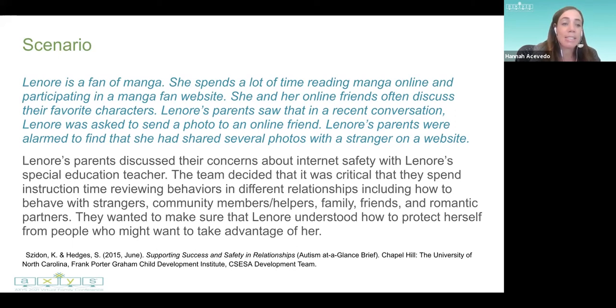And in this situation, Lenore's parents talked with her special education teacher and came up with a plan with the team, including her school personnel, to help her understand the differences in how you behave with strangers and especially online, so that she could protect herself from people who might want to take advantage of her.